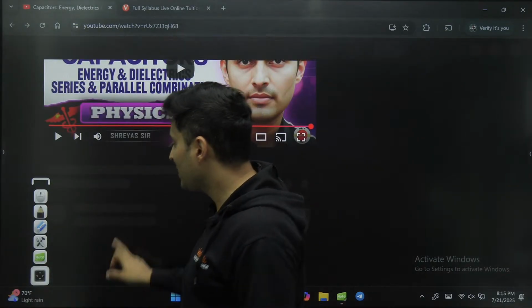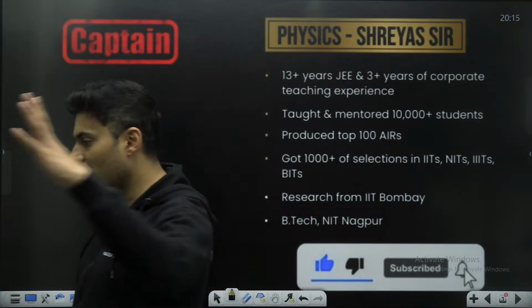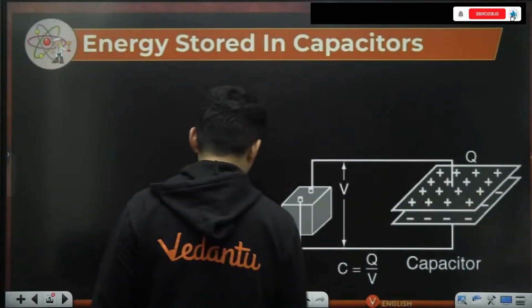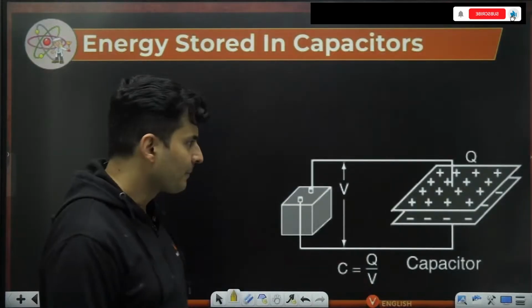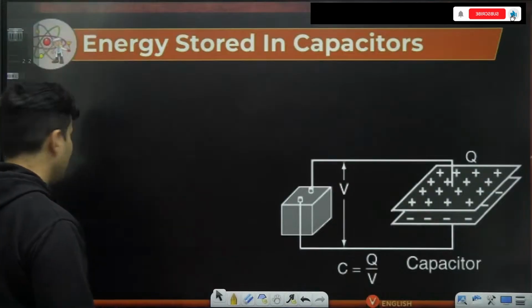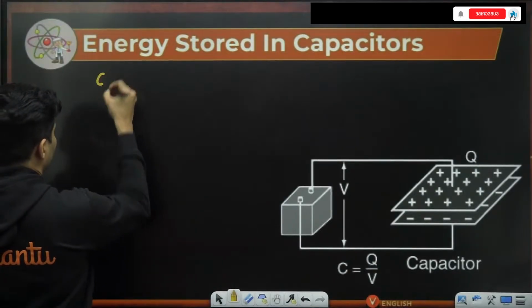No issues. So let's begin with the class. Ready for it? Let's start with energy stored in the dielectrics. All right. So let's talk about capacitors storing energy. Just before this, we had spoken about that, hey, capacitor stores a charge.